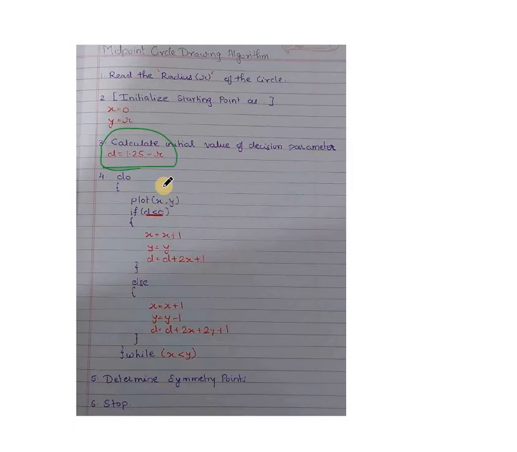Now, if you carefully observe, the conditions are also similar. d less than 0 is the condition. But what changes is this equation. d is equal to d plus 2x plus 1, x is equal to x plus 1, y is equal to y. y is not changing in the if, but it is changing in the else: x is equal to x plus 1, y is equal to y minus 1, and d is equal to d plus 2x plus 2y plus 1. The while loop condition is also the same. So all these 4 algorithms are very easy. You just have to remember certain equations.